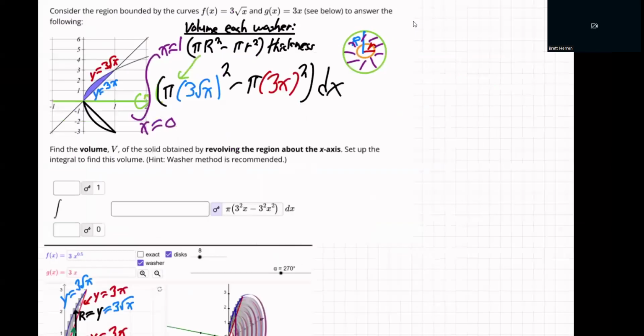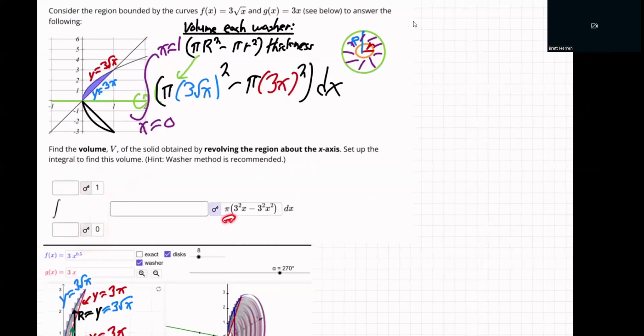And there we go. That's how they get their answer. From 0 to 1, they put the pi in the front. 3 squared x, that'll be 3 squared, and that'll get rid of the root. You can type it in this way. It'll take it just fine. This is 3 squared x squared. And there we go. That'll be the volume of that shape with washers.